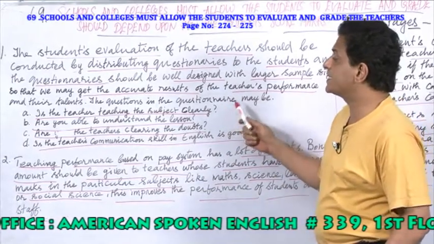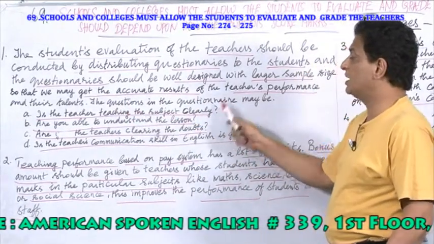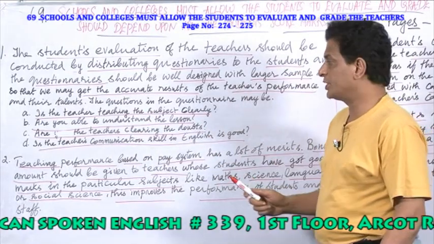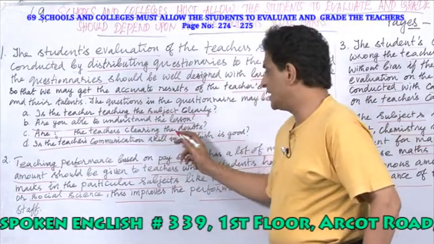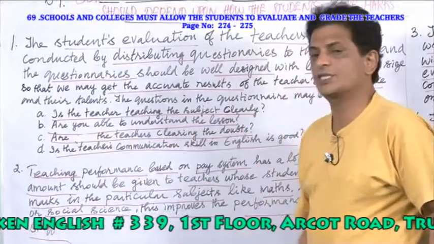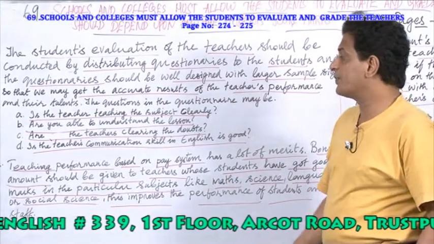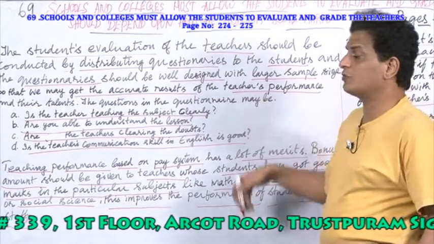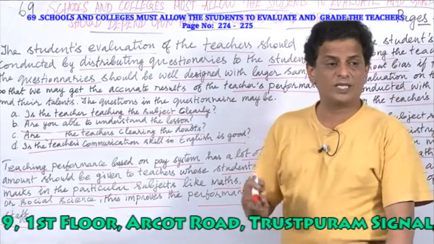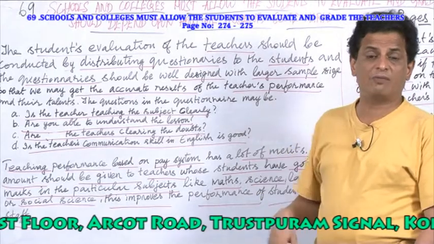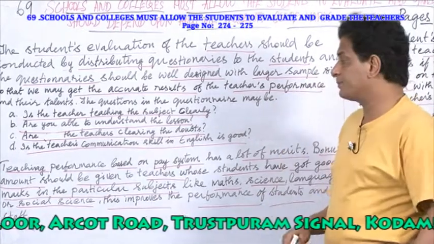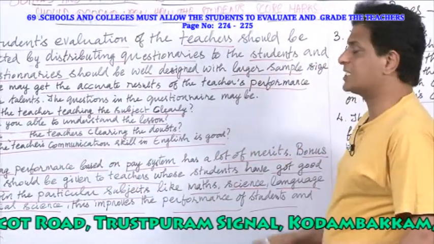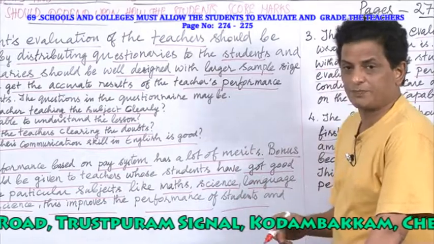The questions may be like this: Number 1, is the teacher teaching the subject clearly? Are you able to understand the lesson? Number 2. Number 3, are the teachers clearing the doubts? When the students ask questions, are the teachers clearing the doubts? Number 4, is the teacher's communication skill in English good? These types of questions you should ask the students by giving questionnaires, and the students should evaluate and give marks.